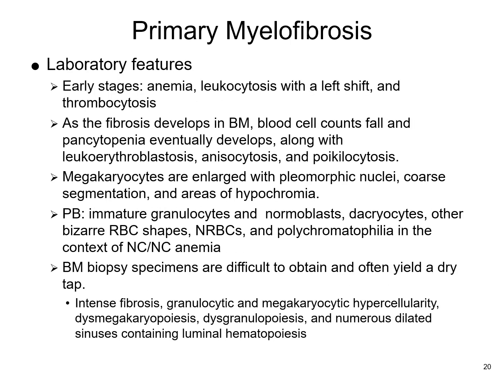Primary myelofibrosis can present with a variety of changes within the laboratory test values when you're reviewing the blood smear, that can reflect both quantitative and qualitative abnormalities within that patient. Now, in the early stages, anemia, leukocytosis with a left shift, and thrombocytosis can be identified, and this is very consistent with the myeloproliferative neoplasms. However, as the fibrosis starts to develop within the bone marrow, the blood cell counts will start to fall, and you will start to see a pancytopenia that will develop over time.